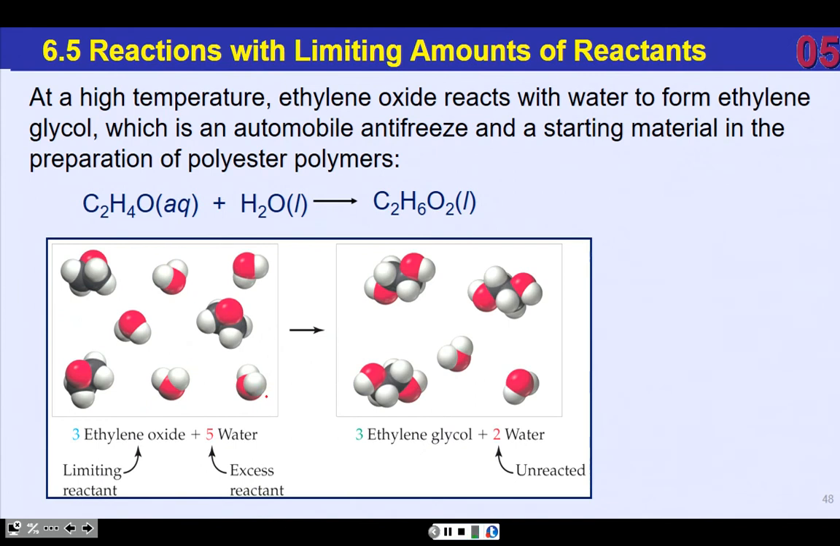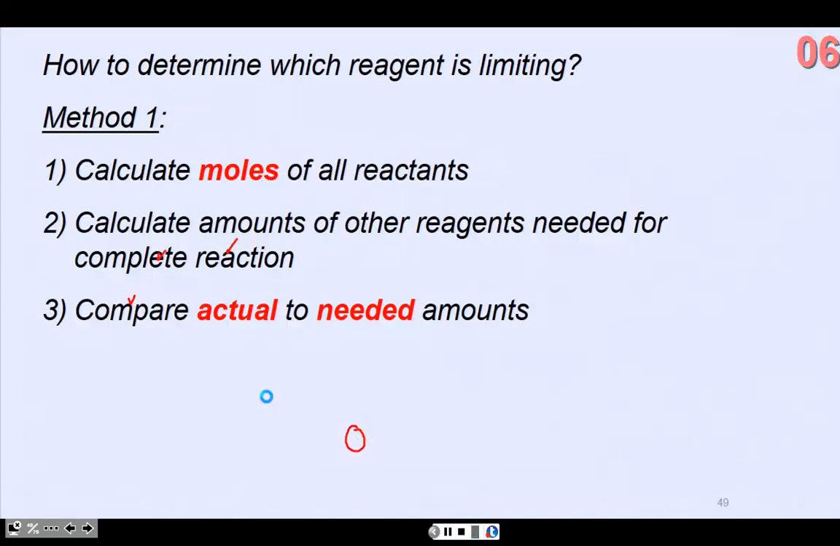If you've got 3 moles of ethylene oxide and 5 of water, that means 3 ethylene oxides combine with 3 of the water, and you will make 3 of the ethylene glycol. So you'll use up only part of them. 3 of the water molecules can combine to make products, but 2 are left over. So the 2 extra water molecules become excess. They are unreacted.